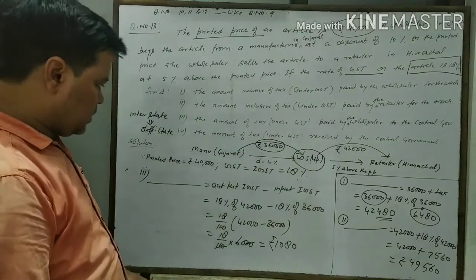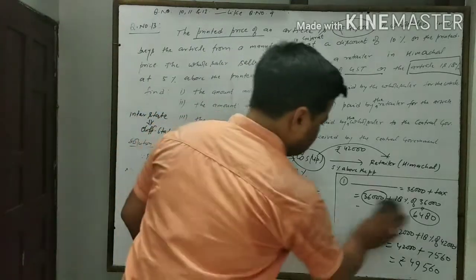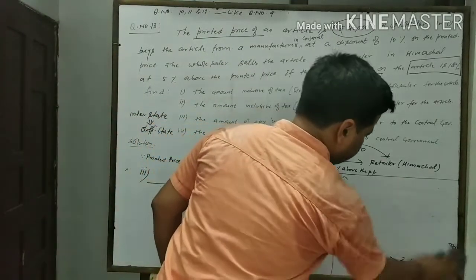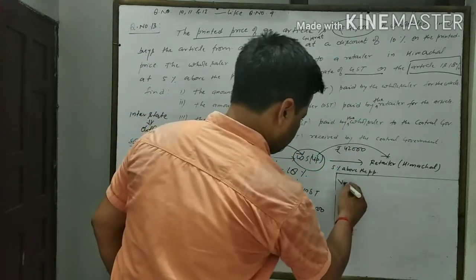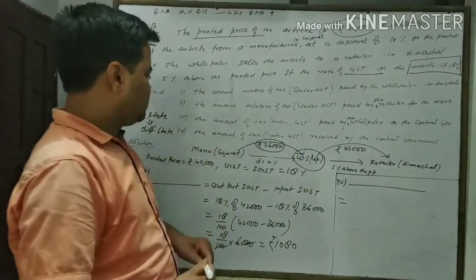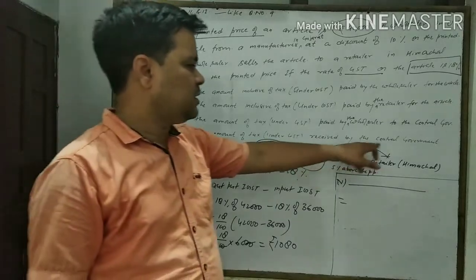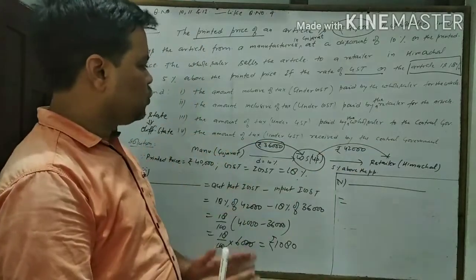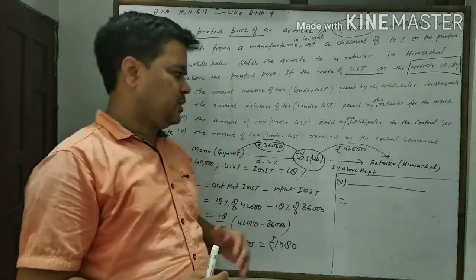Okay, now let us see the fourth part of the question. Again, you should write the statement. The statement should be like this: the amount of tax under GST received by the central government, meaning the total amount of tax received by the central government.